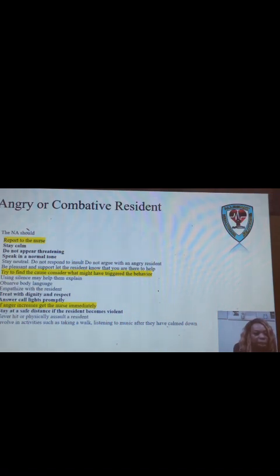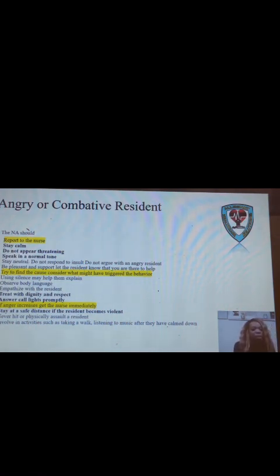You want to be pleasant and support the resident. Let the resident know that you are there to help them. Try to find out what is the cause of their anger, what might have triggered the behavior. Using silence may help the resident explain. You want to make sure that you're always observing their body language. Once again, you're going to empathize with the resident. Imagine how you would feel if you were in this position. You want to treat your resident with dignity and respect.